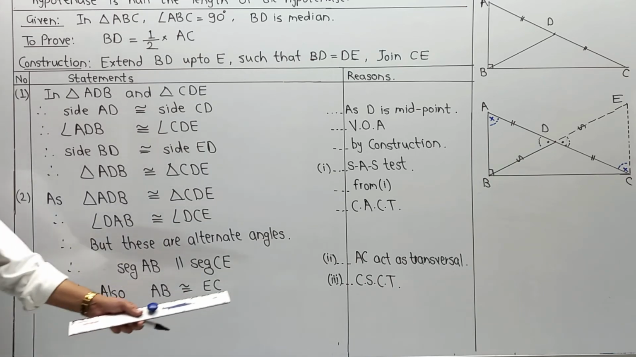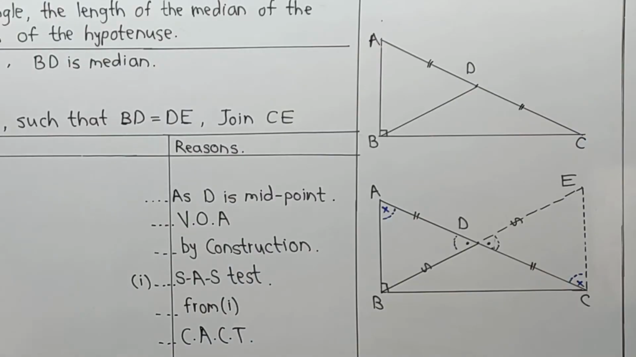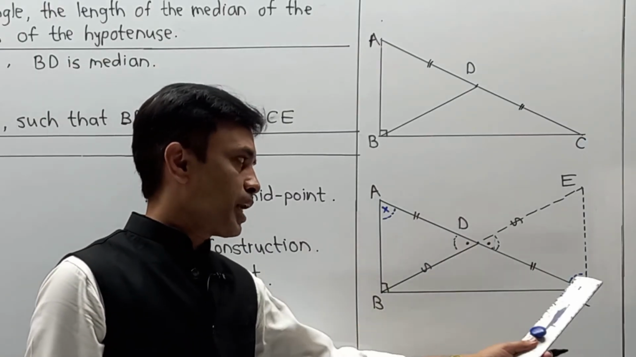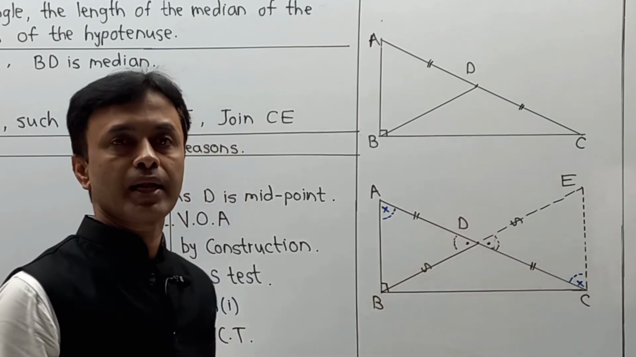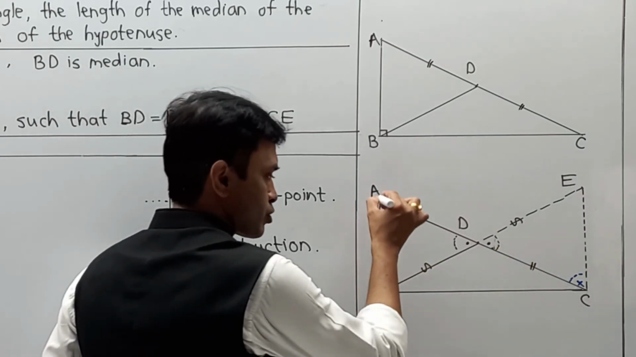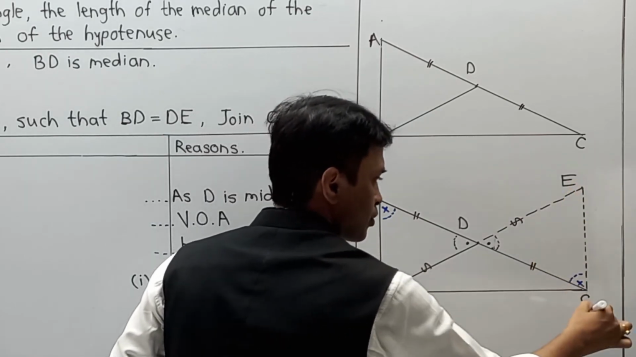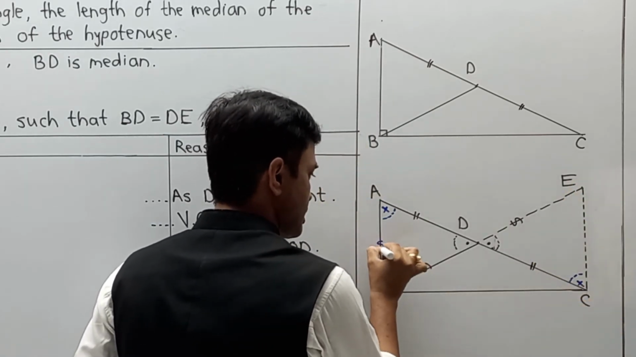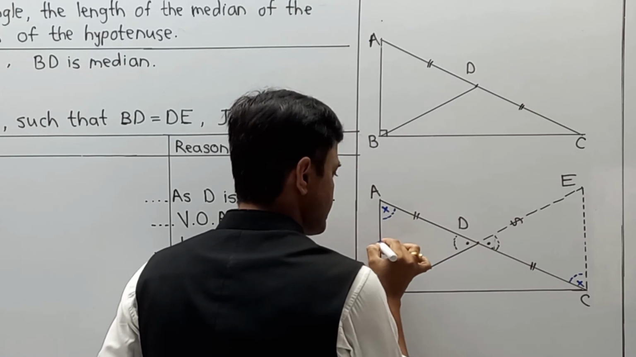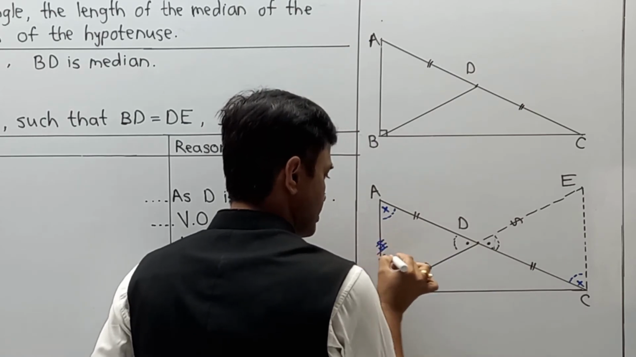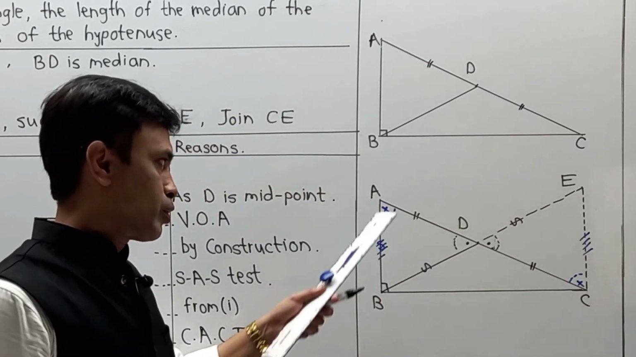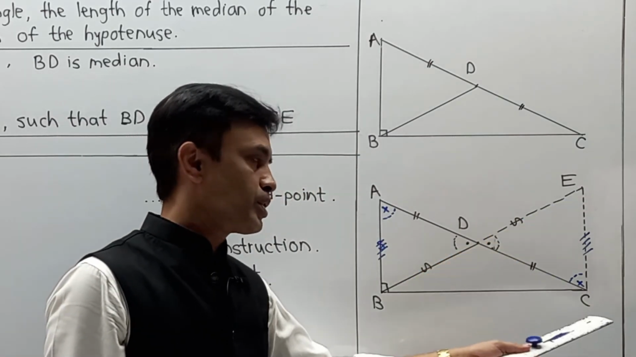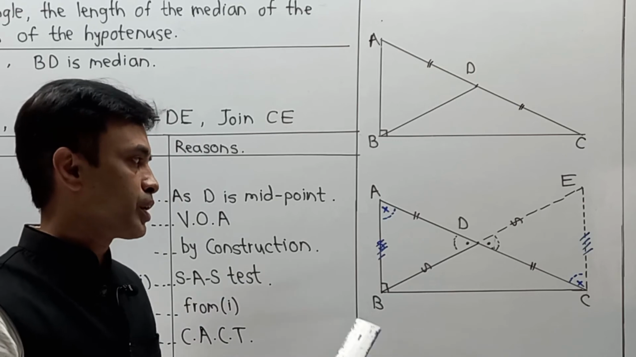Now what exactly modification is over here? Pay attention. Now here, due to these alternate angles, these two lines, means AB and EC, become parallel. At the same time, we are also able to prove that AB is equal to EC, means this side is equal to this side. We are able to prove that AB equals EC. Now how we are going to use it for the next part?